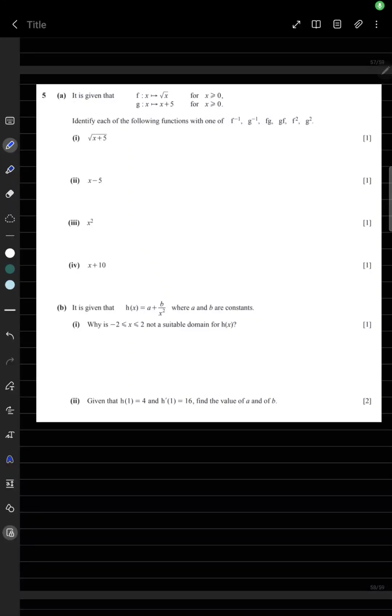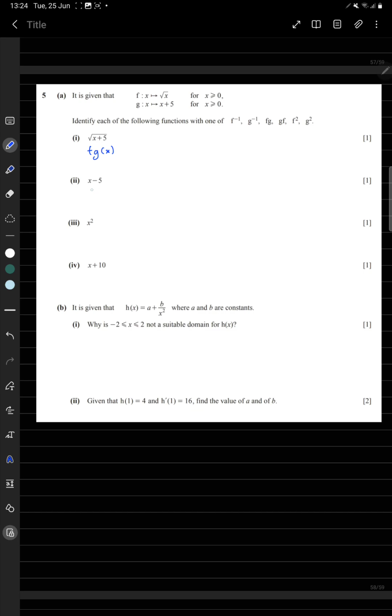Now on to question number 5. It says here we're given functions where f(x) is equal to the square root of x, g(x) is equal to x plus 5, and we want to identify each of the following functions with one of the given options. So first, you want to find the square root of x plus 5. This would definitely be fg(x), because you take f and substitute g(x) into x, then you get the square root of x plus 5.